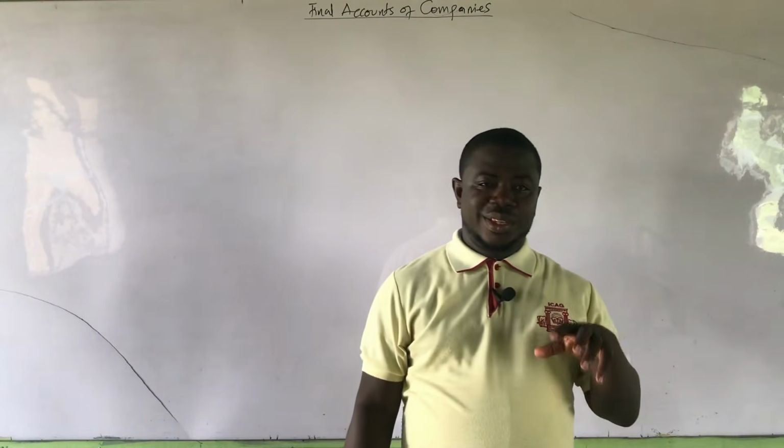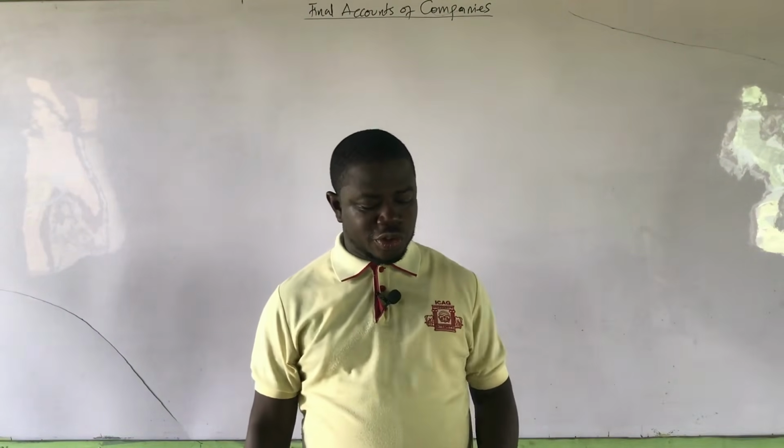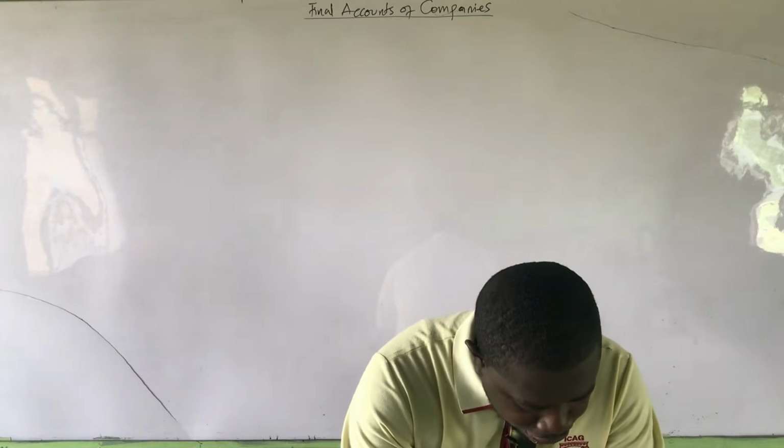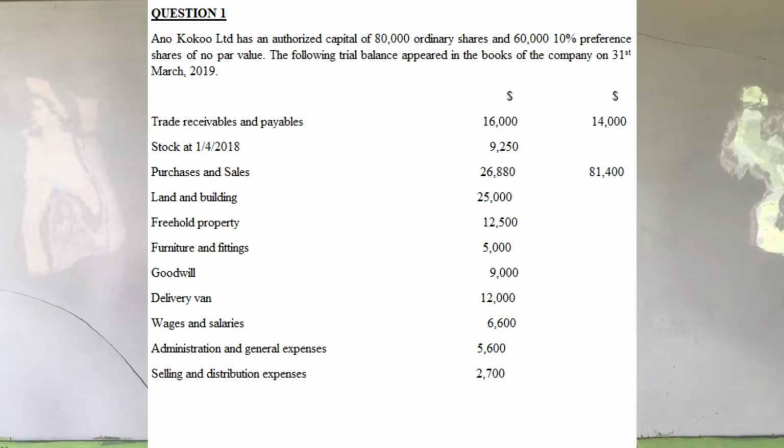Okay. So without wasting much time, let us look straight away at the question and try and solve it together. Anokoko Company Limited has an authorized capital of 80,000 ordinary shares and 60,000 10% preference shares of no par value. The following trial balance appeared in the books of the company on 31st March 2019. So that is the trial balance.